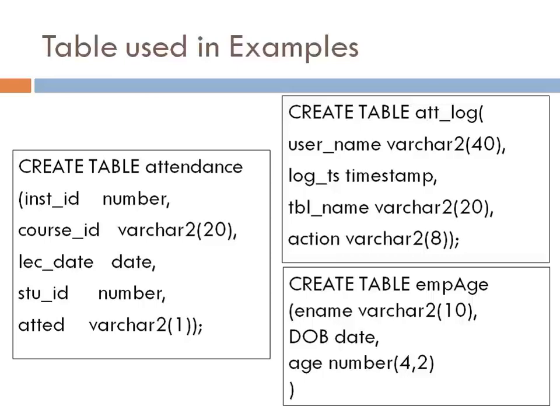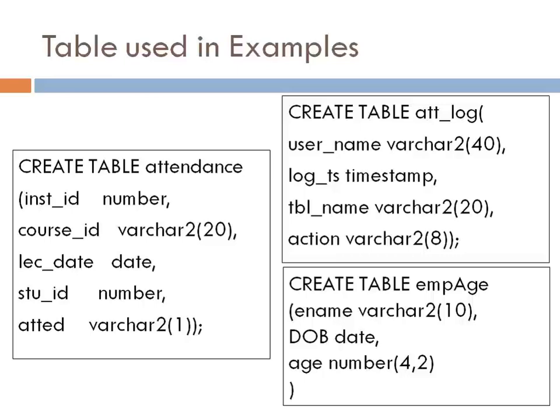So what I will be doing in this example is performing the action on the attendance table, and I will attach some triggers with the attendance table, and those triggers will fill the data in the ATT_log table. And another table which I have created here is imp age. This imp age table will be used to explain the before triggers, and attendance and ATT_log will be used for explaining the working of after triggers.